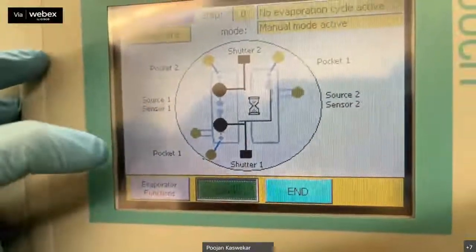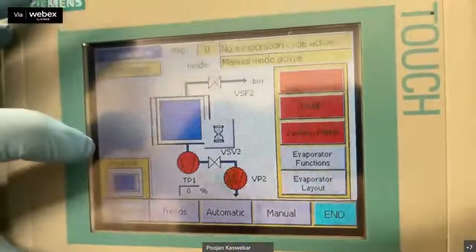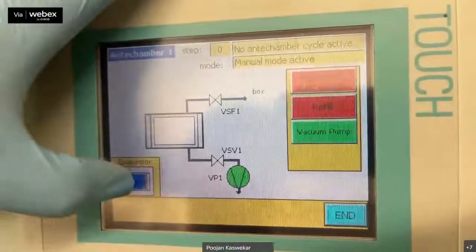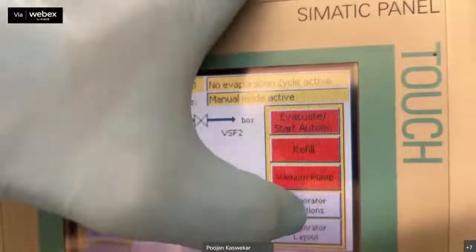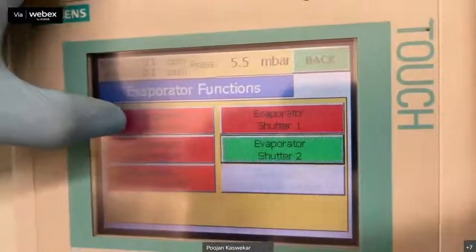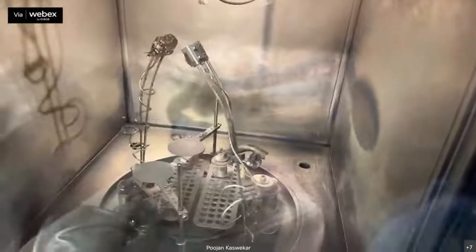Let me go to the evaporator. And this is all an automated system. So most probably you just go to the evaporator functions and open the evaporator, which will unlock this so that you can open the evaporator. As you can see here, these are the 2 shutters and these are the 3 sources. These are going to supply power to heat up these elements.